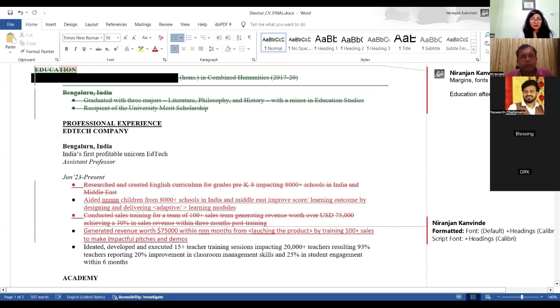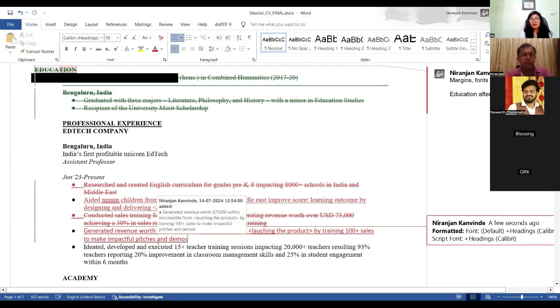So if it was just impactful pitches and demos, they don't necessarily translate into sales. So maybe you also train them in negotiating deals, closing deals. So you may add those words, right? Impactful pitches and negotiating contracts.